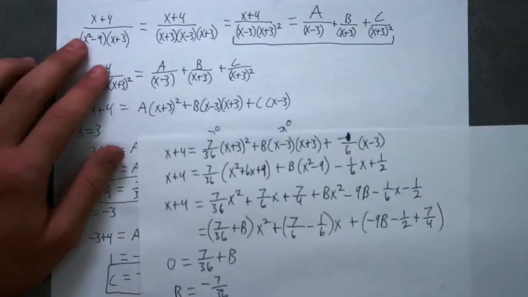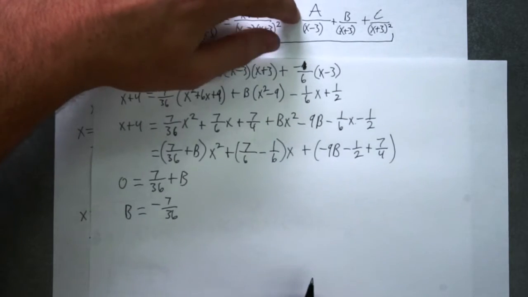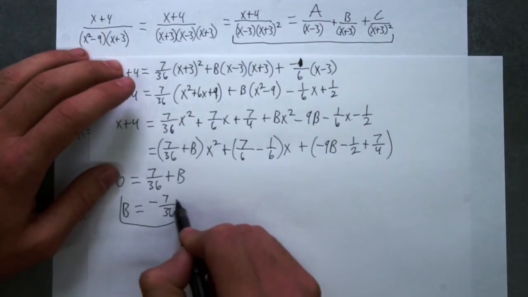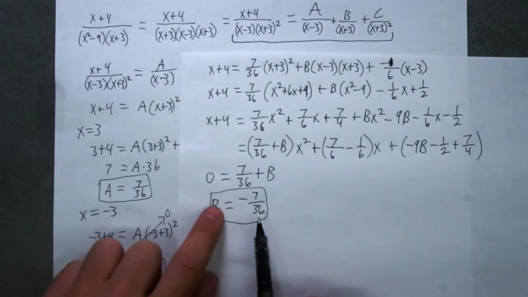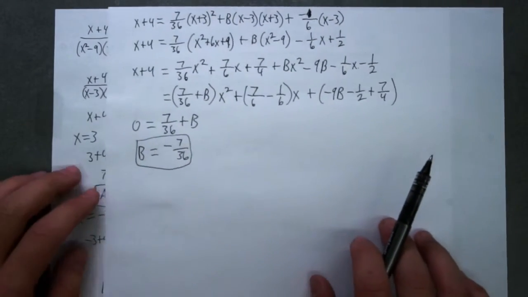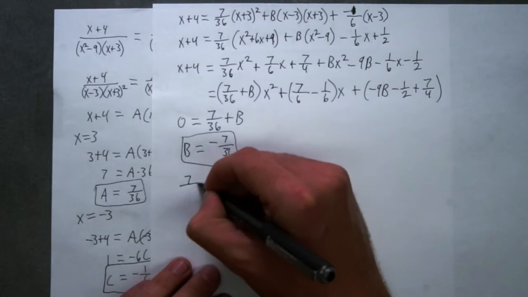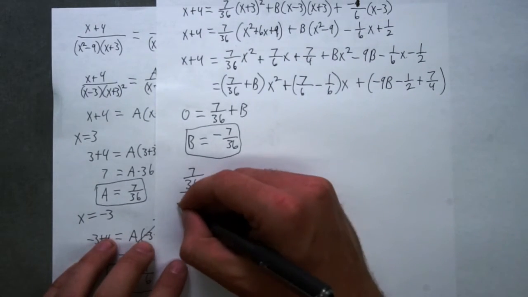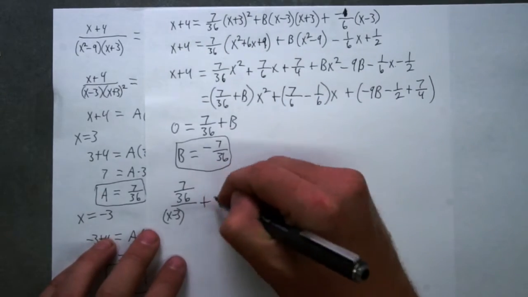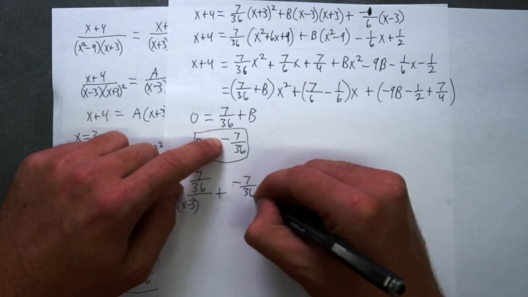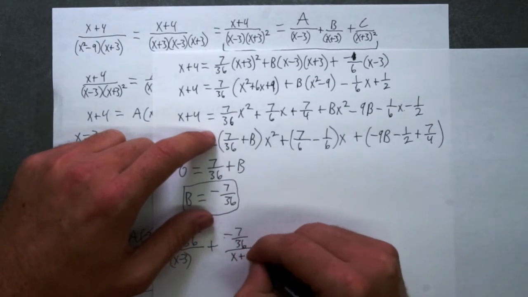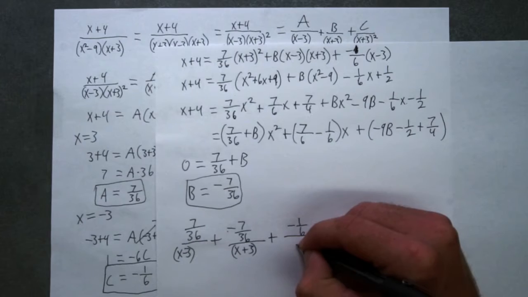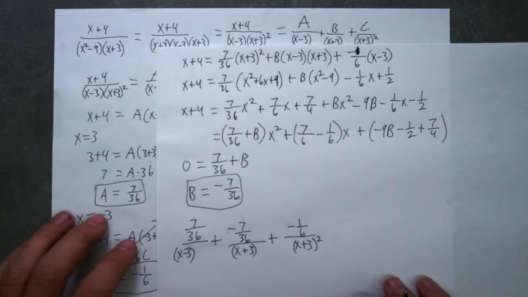So what we're able to do now is go back up to our initial decomposition and replace our A value, our B value, and our C value. So in the end, it's going to look like this: 7/36 over (x − 3), plus this B value, −7/36 over (x + 3), plus our C value, −1/6 over (x + 3)².